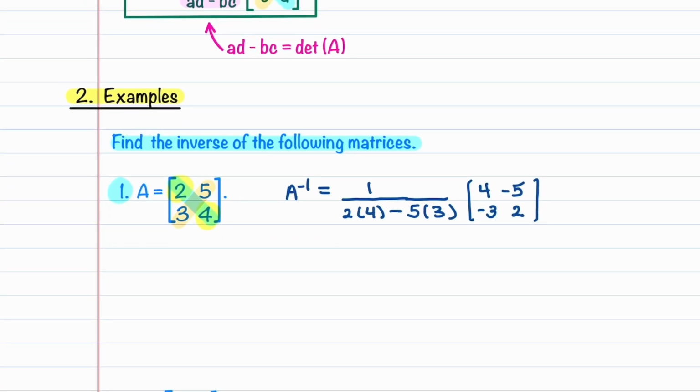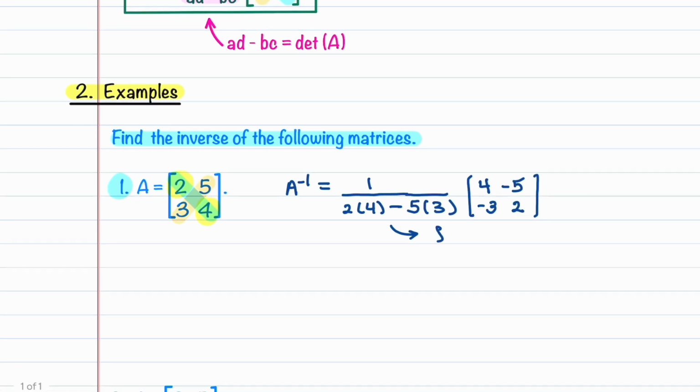Now let's see what the determinant equals. That's the part on the bottom. So 2 times 4 is 8, minus 5 times 3 is 15. So we have 8 minus 15, which is minus 7. So we can say that A inverse is minus 1 divided by 7 times the matrix 4, minus 5, minus 3, 2. What is typically done when you work with matrices is to not leave a constant out in front.